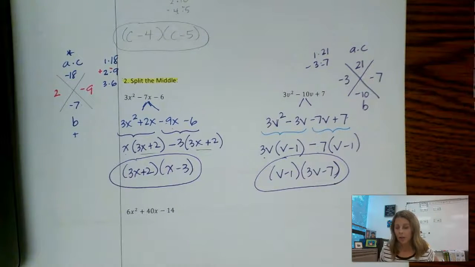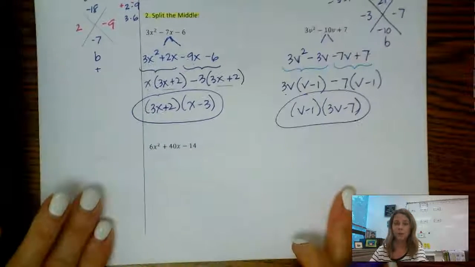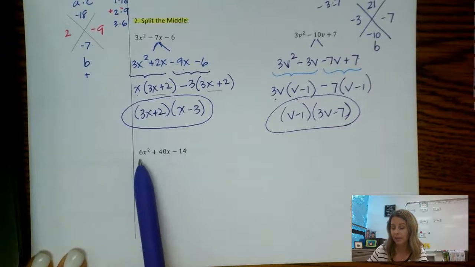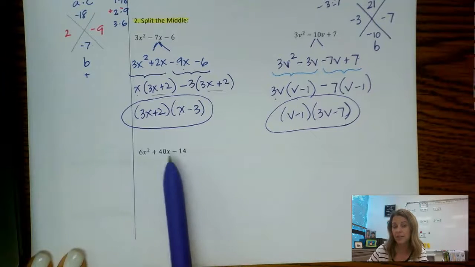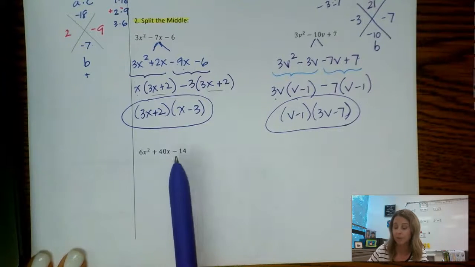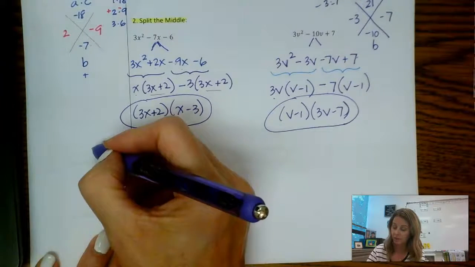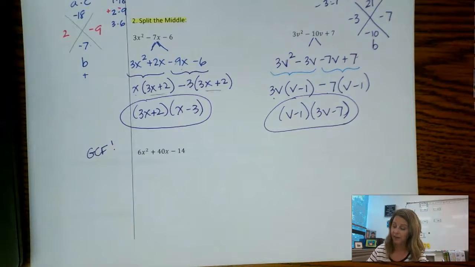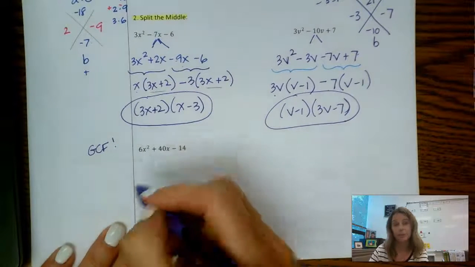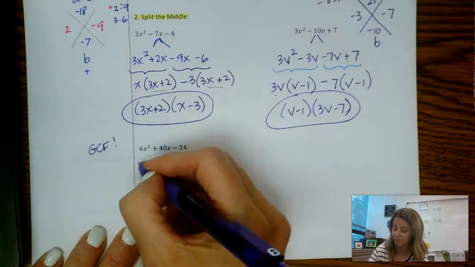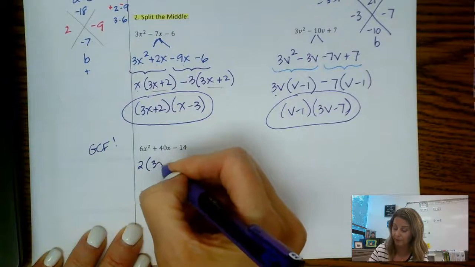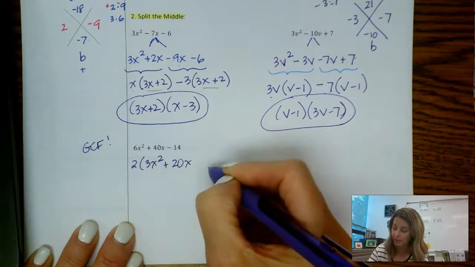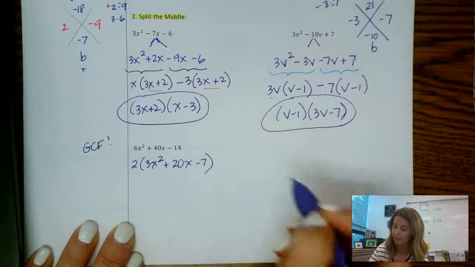All right, one more. At the bottom here, if you want to pause it and do it, you can. This does have a GCF in it. I can tell 6, 40, and 14. I can at least divide a 2 out, maybe something larger. So that's where we want to start here. GCF. Okay, so let's factor out, looks like just a 2. Sometimes you can also factor a variable out. All right, factor a 2 out, so I'm left with 3x squared plus 20x. That would be minus 7.